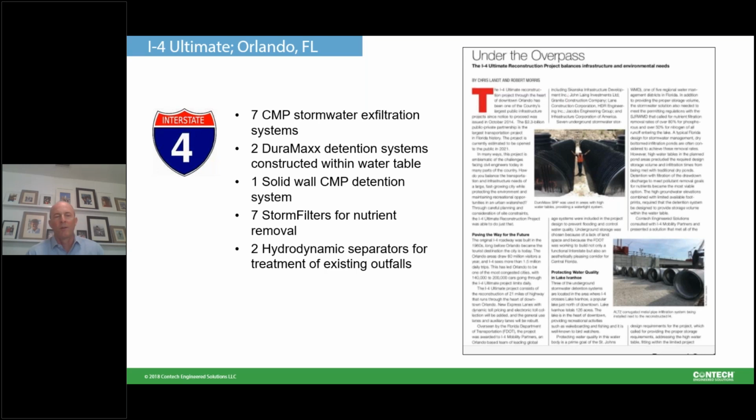So we ended up with 7 CMP stormwater exfiltration systems that we designed, 2 Duramax detention systems that were actually designed to be constructed within the water table, a solid wall CMP detention system, 7 filtration systems that were designed to remove phosphorus and nitrogen to allow discharge through some newly created outfalls. And then we had to design and install 2 hydrodynamic separators to treat 2 pre-existing outfalls that needed to be upgraded. So I mentioned earlier in the presentation how one of Contech's strengths is that we have a broad product toolbox to work with, and this project was a perfect example of that. We could satisfy all the different needs on the project from one toolbox. We just needed to design with these different products in mind.